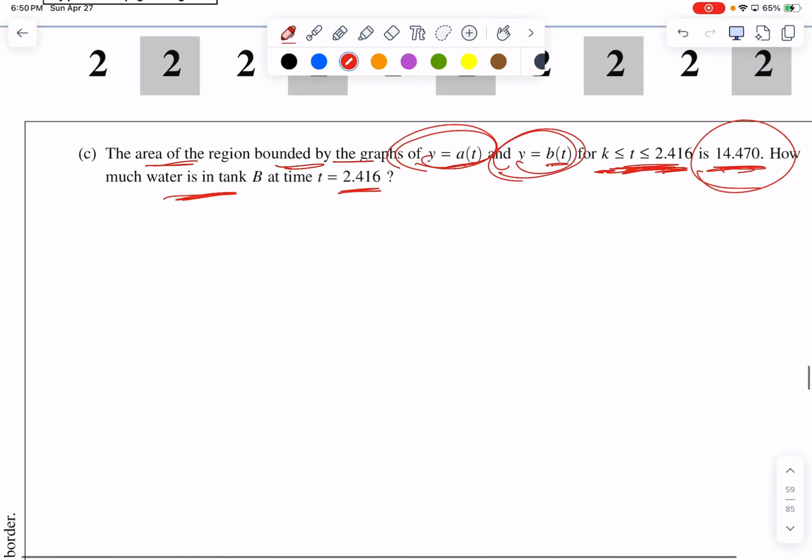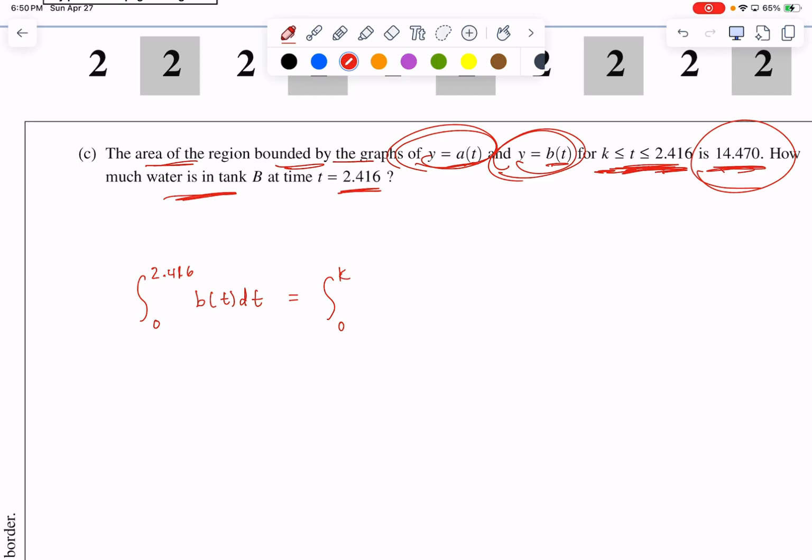So here's what they want. And this is only 2 points. I want the area from 0 to 2.416 of little b of t dt. Here's what I know. I can find the area from 0 to K under b of t dt. Can I do that one? Because what is the equation for b of t from 0 to K? 20.5. We know from 0 to K, this equation is 20.5 dt.